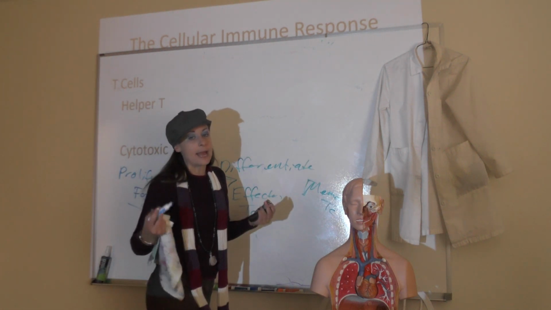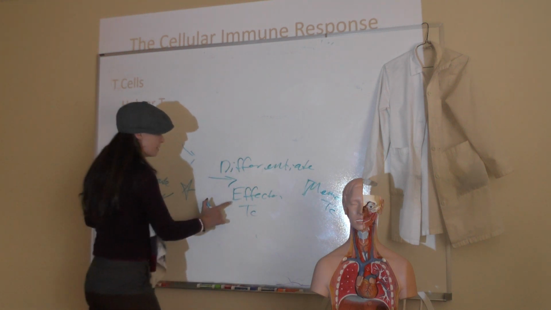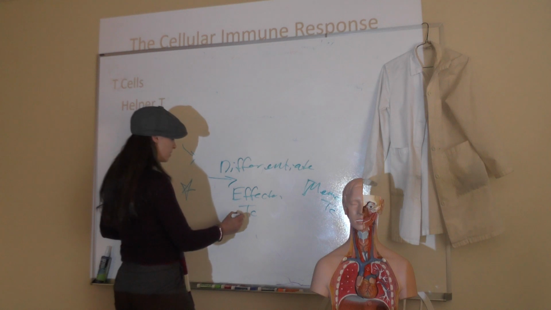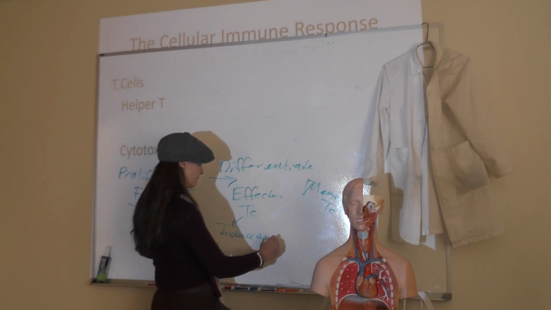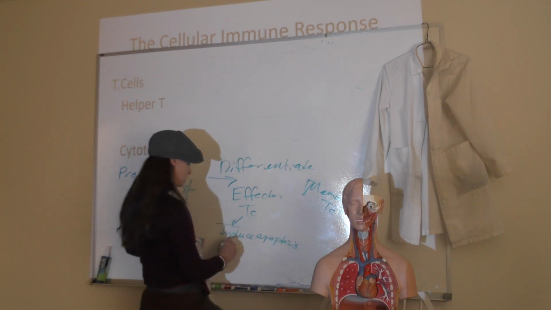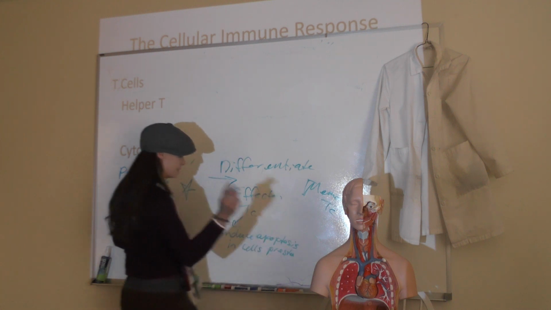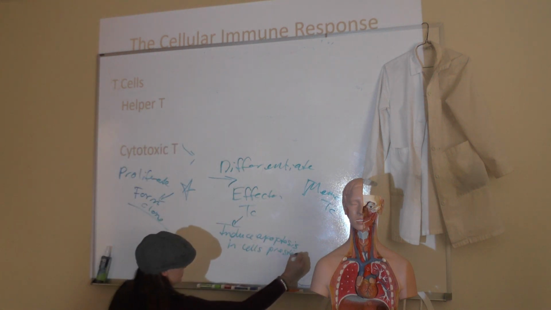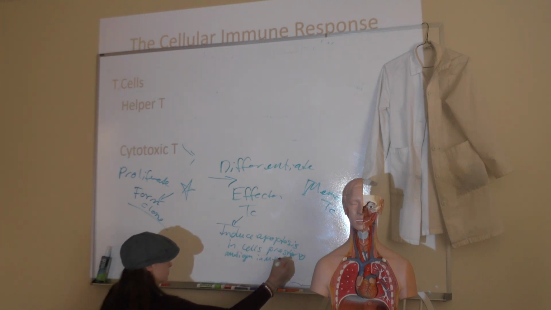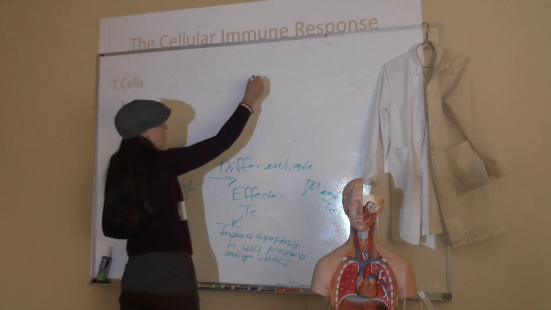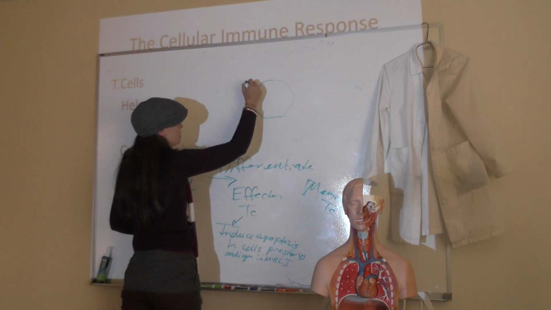Cytotoxic memory T cells hang out in secondary lymphatic structures and await encounter with the pathogen in the future. The effector T cells go out and carry out the effector response, which is to induce apoptosis in cells presenting this antigen in their MHC1. And they're going to induce apoptosis the same way that our natural killer cells did.